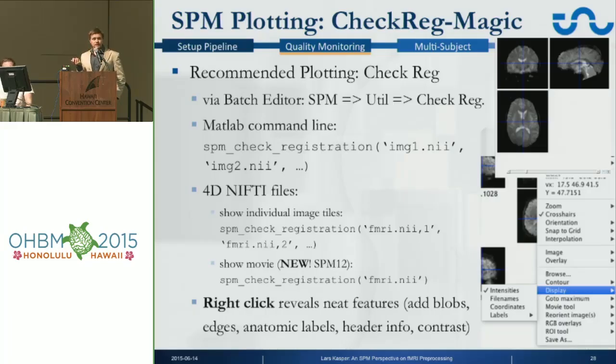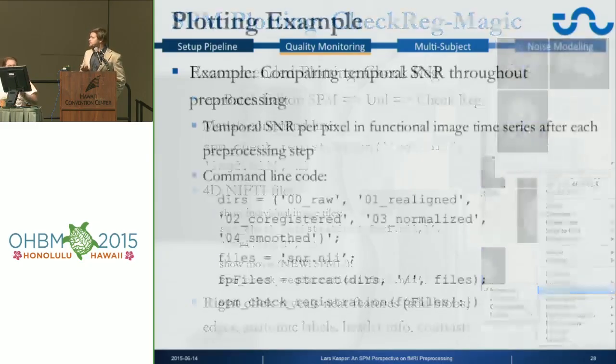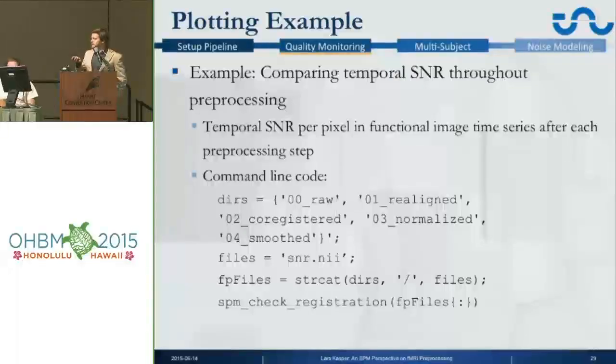And what I already showed in the demo is it has a lot of neat features, but they are somehow hidden. So just right-click once you've called this check-reg tool, and then you see things like you can anatomically label your voxel, you can add certain activity blobs, you can do the edge detection, the header info, contrast changes, and so on. And here is an example you can try at home.